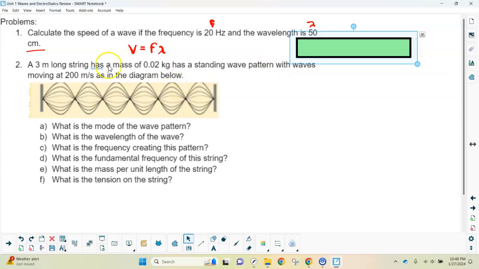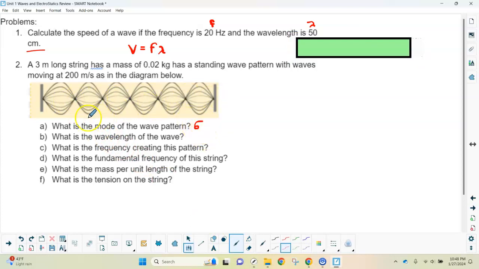Sorry, put that back. The second problem is like a string. So we had a setup similar to this in class, where we had a string and we vibrated one end and it was fixed, and it produced a standing wave pattern. So it says a 3 meter long string has a mass of 0.02 kilograms, and I have a typo, and it has a standing wave pattern with waves moving at 200 meters per second, as in the diagram below. So it says, first off, what is the mode of the wave pattern? So the mode is just counting the number of standing wave patterns that are produced, so that's going to be 6.